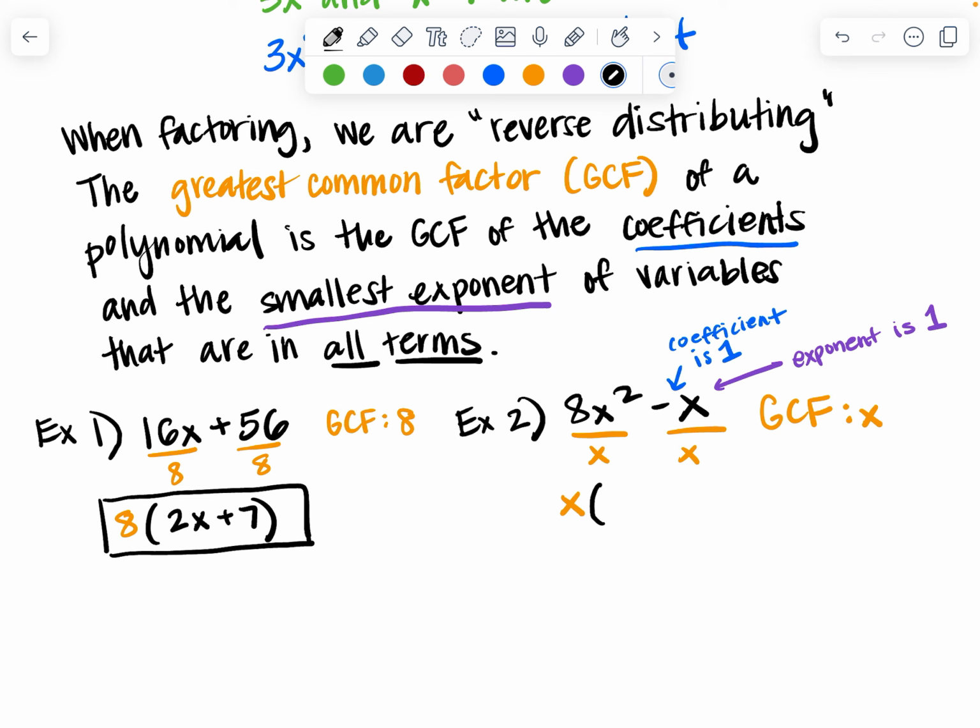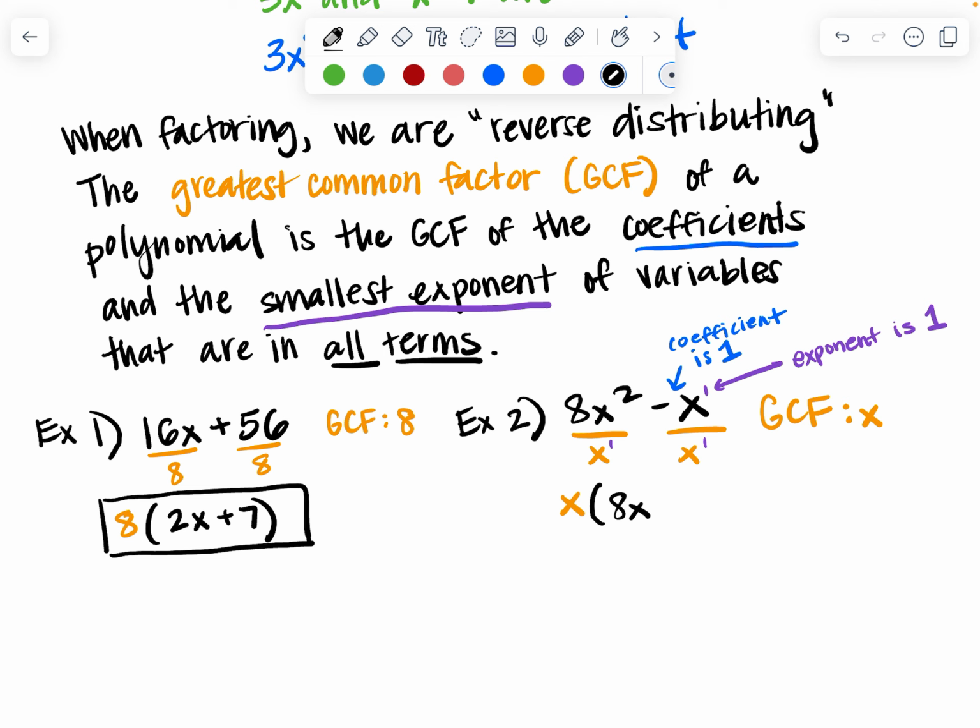Don't forget that these both have an exponent of 1. We'll even put that one there. So 8x squared divided by x is 8x. I've subtracted 2 minus 1, so that one just has an exponent of 1.